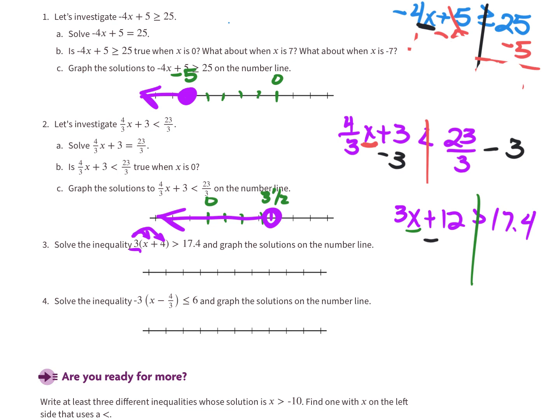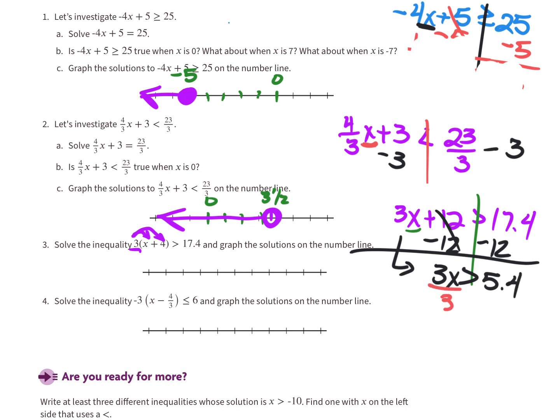So here's the x. First thing I get rid of is the 12 because it's not with the x. We subtract 12 from both sides. 17.4 minus 12 is 5.4. 3x means 3 times x. To get rid of times, we divide. The number with x is positive, so the signs stay the same. So in my calculator, 5.4 divided by 3 is 1.8. So here's 0, here's 1, here's 2. So at 1.8, it's about right there. I'm going to put an open circle. And the sign, if I make an arrow, goes to the right.